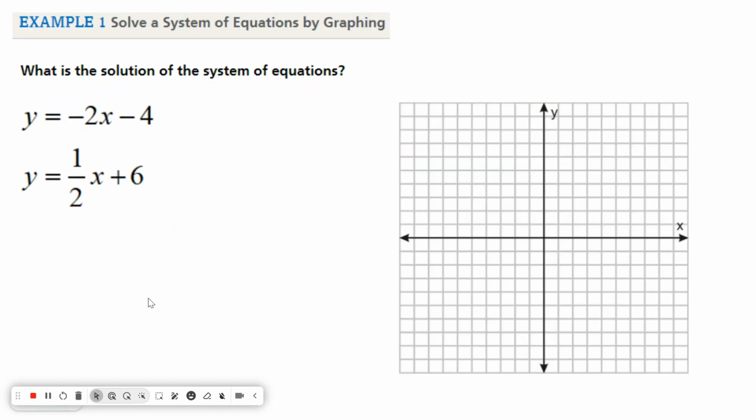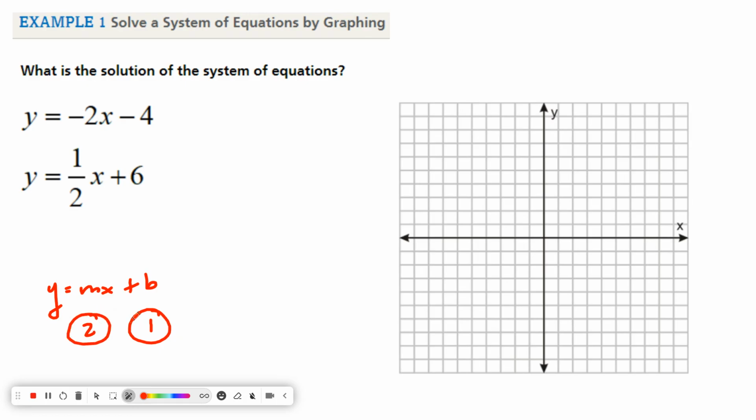Okay. First problem here. What is the solution of the system of equations? So let us graph this set of equations. Let's recall that these two equations are in slope-intercept form, y equals mx plus b. Remember that when you graph an equation in slope-intercept form, you start with the b, that is the y-intercept, and then you count the slope, and that gives you your second point. So in this first equation, your b value is a negative 4. That means we're going to go down 4 on the y-axis. 1, 2, 3, 4.